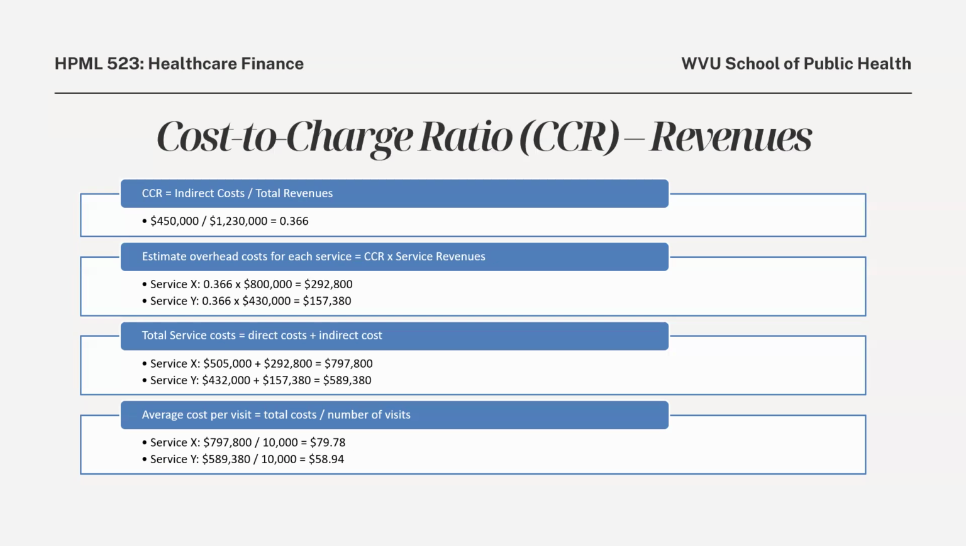To find your average cost per visit, you'll get your total costs from up above and divide them by the number of visits, which will be the same 10,000 visits for X and Y. And you'll get for service X an average cost per visit of $79.78 and service Y of $58.94.